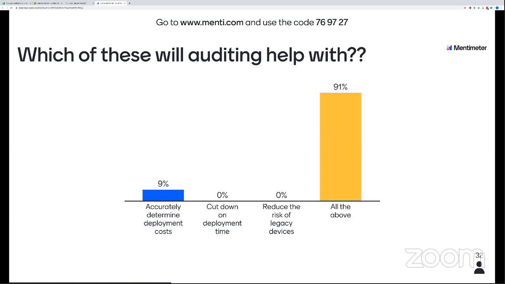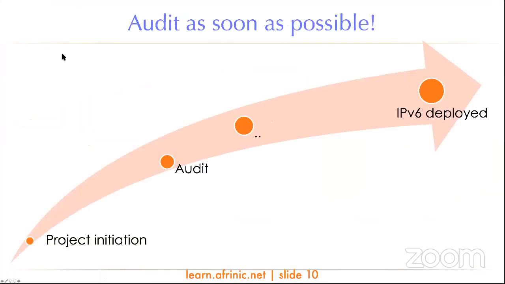So having looked at why we need to audit, when do you think we need to audit? You've looked at the why. When do we need to audit? And the answer is as early as possible, or as soon as possible. If you look at my screen, you can see a deployment timeline from project initiation to IPv6 being deployed. So you need to do your audit as early as possible.